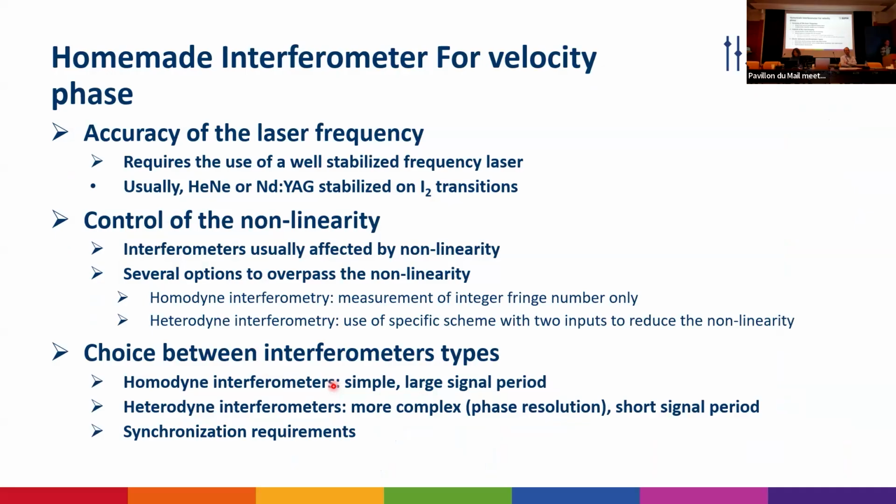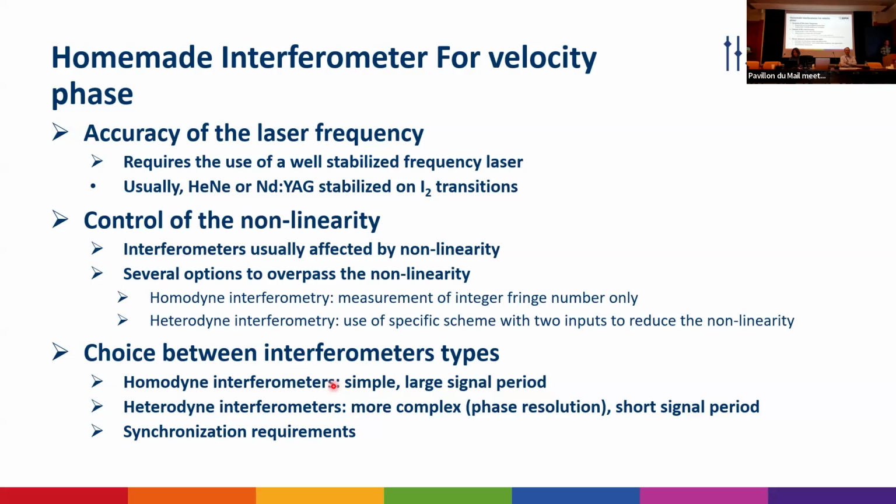So if you plan to develop a homemade interferometer for measuring the velocity of the coil, you have to consider first the accuracy of the laser frequency. Usually we implement this with a helium neon or neodymium laser stabilized on an iodine transition. So it typically provides you a laser stability at the 10⁻¹¹ level or even better. So it can't be something limiting for our purpose.